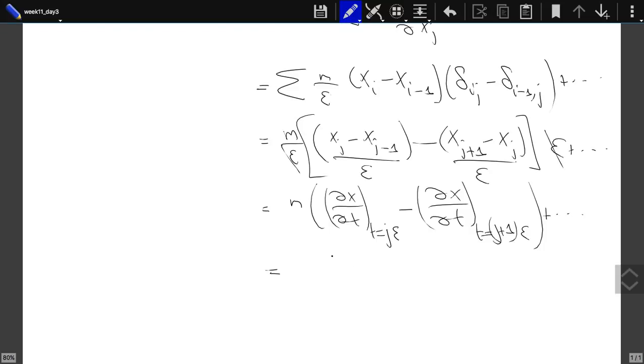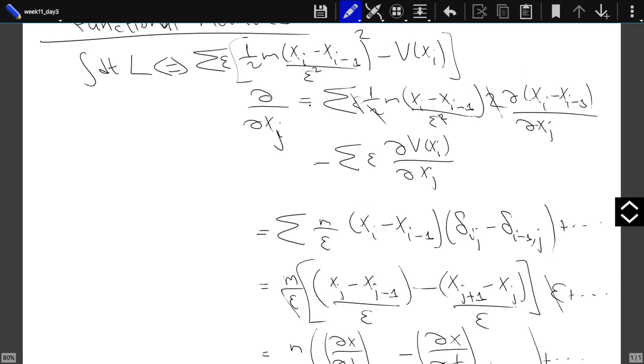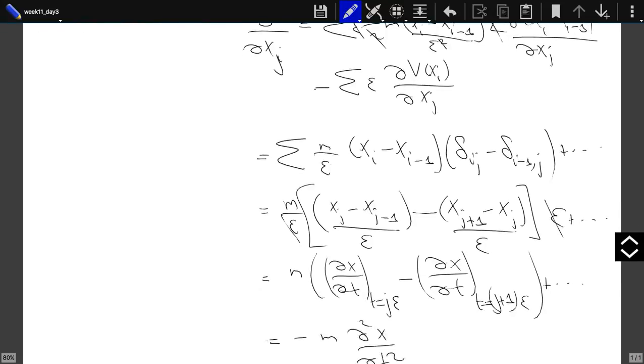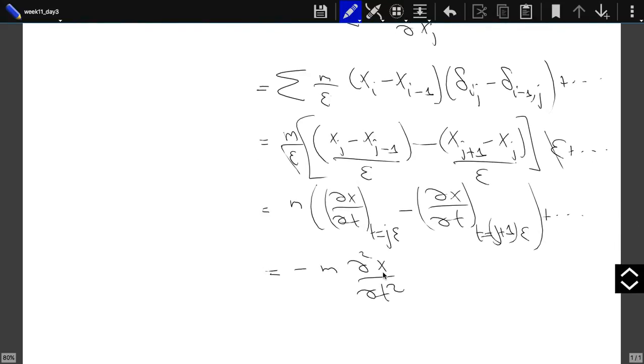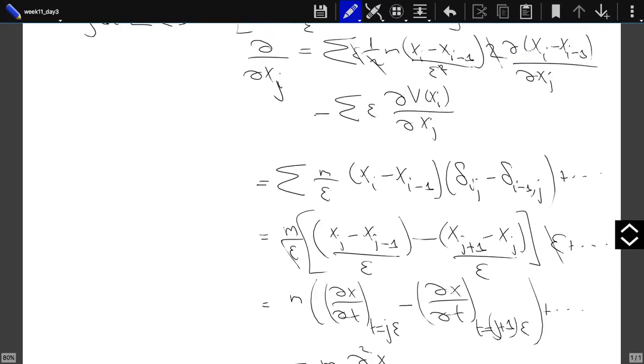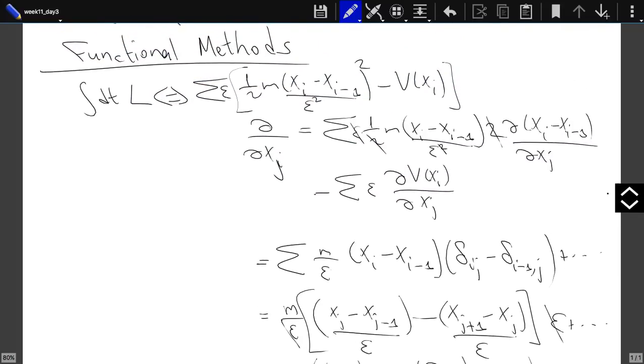And this will be equal to minus m ∂²x/∂t² in the continuous limit. So we have the discrete one, we started with the discrete one, and now we take the derivatives, and at the end we again took the continuous limit. We would rather avoid this intermediate step, and just use the continuous limits all the time.